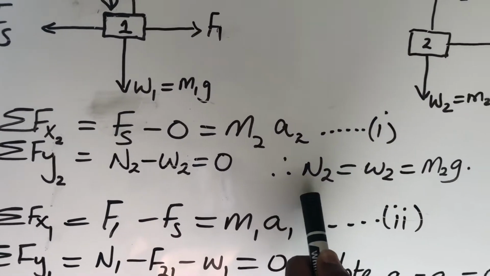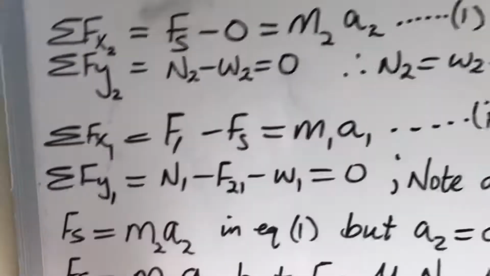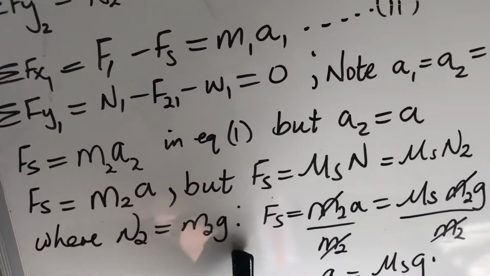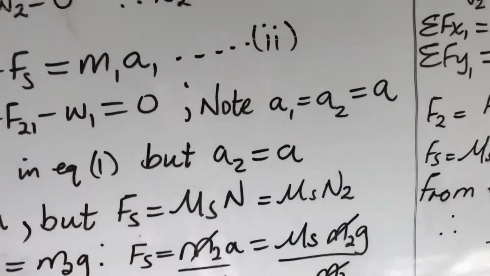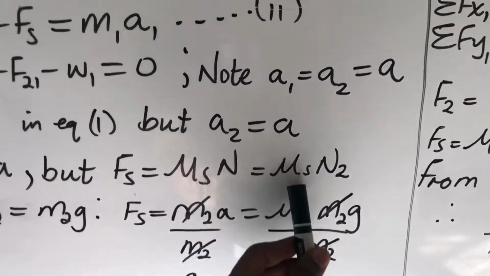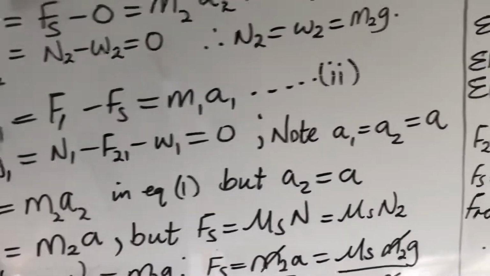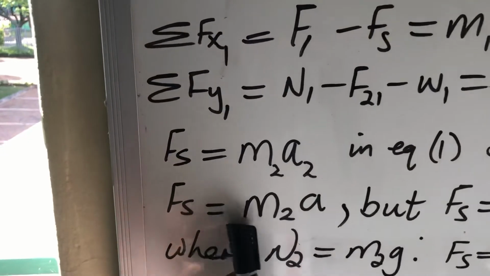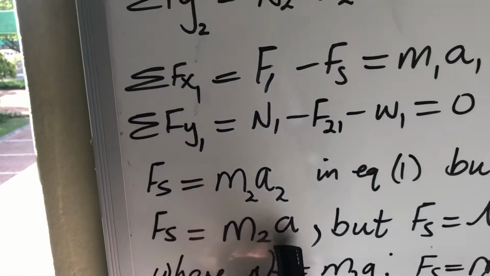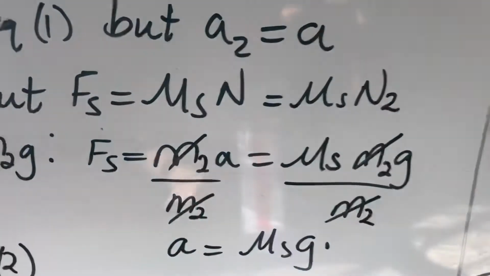That's why we agree that N2 is equal to W2, which is also equal to mg, or m2g. That's why you see me saying where N2 is equal to m2g. So here we are now just going to equate the values of Fs. Remember, here we've got the value of Fs being equal to mu s N2, and then here we have got the value of Fs being equal to m2a. So if we equate these two values of Fs, m2a is equal to mu s N2. That's what you see me writing here.